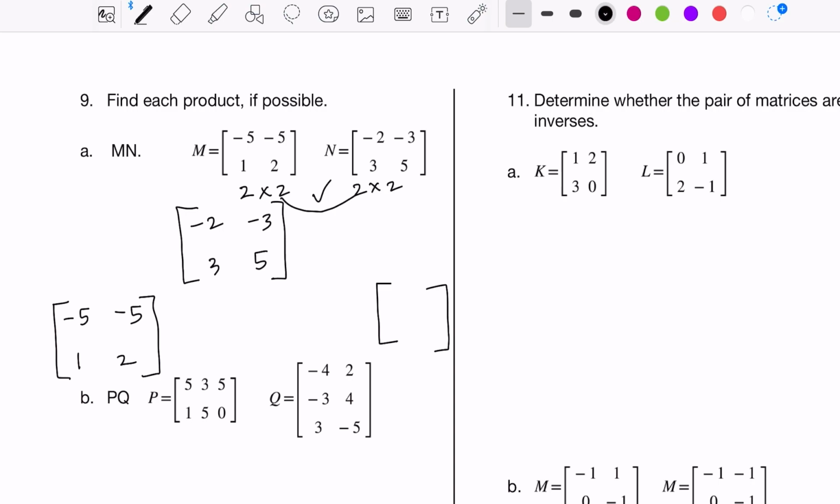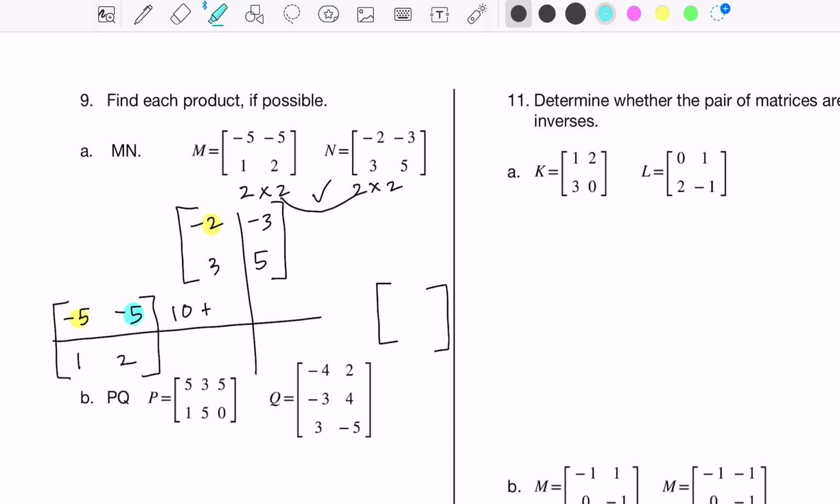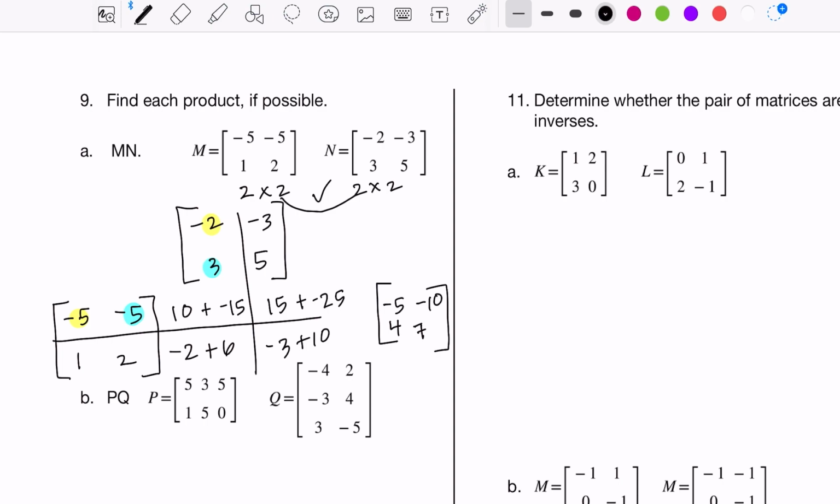And I do want to know what numbers you're combining. So I would do it just like this. -5 times -2 is 10 plus, and then you have -5 times 3, which is -15. And then you can see that's -5. This one's going to be 15 plus -25, so that's -10. This is -2 plus 6, so that's 4. And this is -3 plus 10, which is 7.